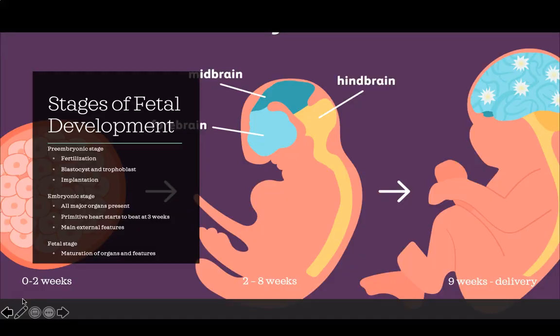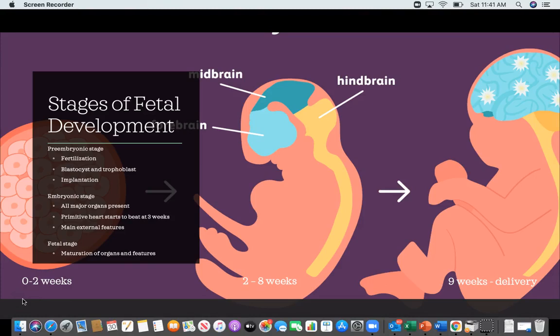We can break the stages of fetal development into three main stages. The pre-embryonic stage, which occurs from fertilization to about the second week. Keep in mind that at fertilization, all the genetic material is present because you have both the genetic material from the mom and from the dad. So the genetic makeup is determined at that moment of fertilization. The cells are going to continue to divide and develop into the blastocyst and the trophoblast. And then implantation takes place during this stage as well. So that is the pre-embryonic stage.